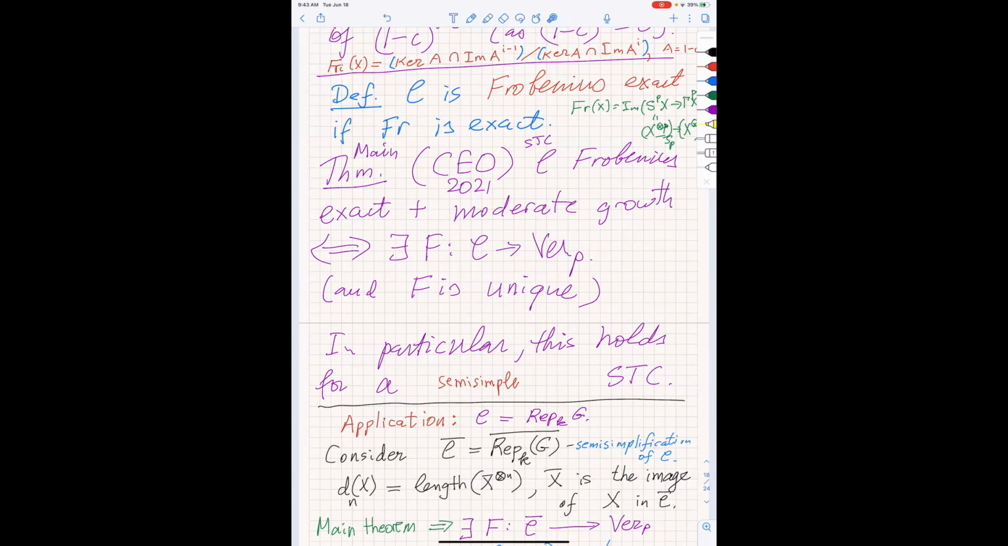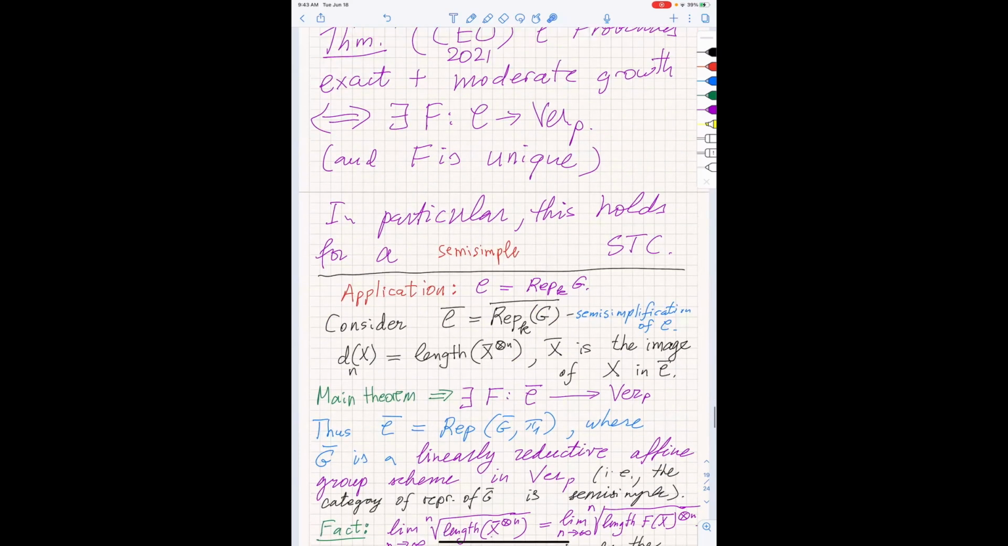So in particular, this holds for semi-simple symmetric tensor categories, because for them the Frobenius functor is automatically exact. And finally, I'm able to explain how this can be used to prove the theorem about growth for modular representations. For this purpose, we will take our category to be representations of G, where G is, let's say, a finite group, or more generally, a finite group scheme over K. And this category is non-semi-simple in general. So we are going to take its semi-simplification, C bar.